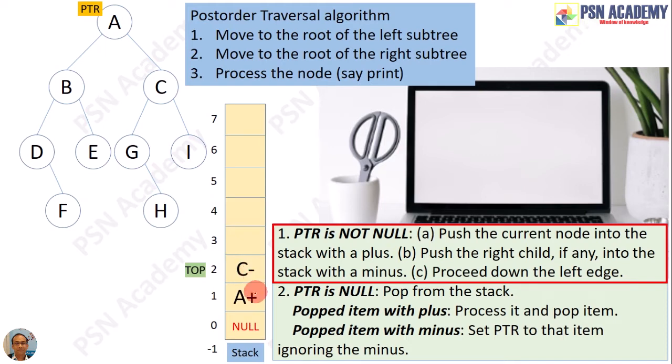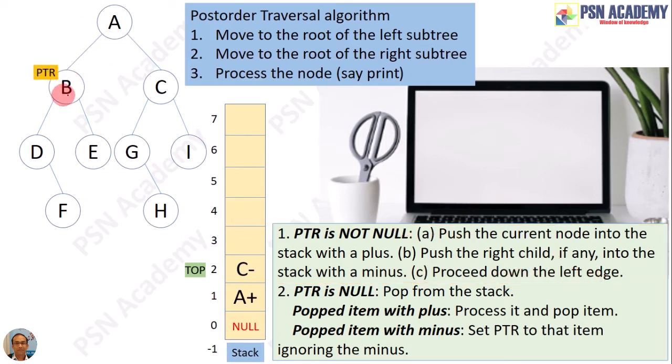The reason for pluses and minuses is that seeing the plus sign, we will know that this is the current node or the left child. And seeing the minus sign, we will know that this is a right child of some node. Then we finish the job for C and proceed down the left edge. PTR comes down to B. Now again you check. Yes, PTR is not null. It is standing at B. So rule number 1 fires.